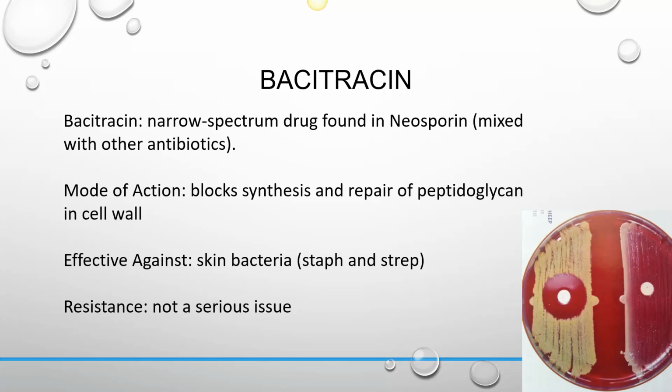Bacitracin is a narrow-spectrum drug that's found in Neosporin mixed with other antibiotics. This one blocks the synthesis and repair of peptidoglycan in the cell wall. It's effective against skin bacteria, staph, and strep. And resistance is not a serious issue. It's actually used to identify microorganisms in the lab. Later on in the semester, when we start dealing with staph and strep identification, you'll see that we use discs of bacitracin to identify microorganisms.